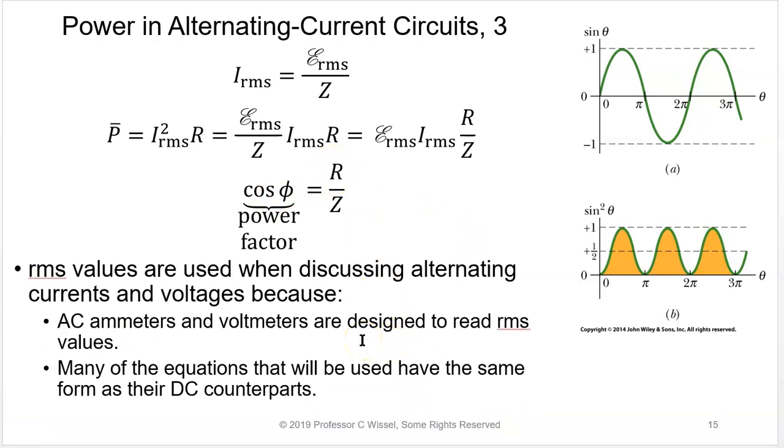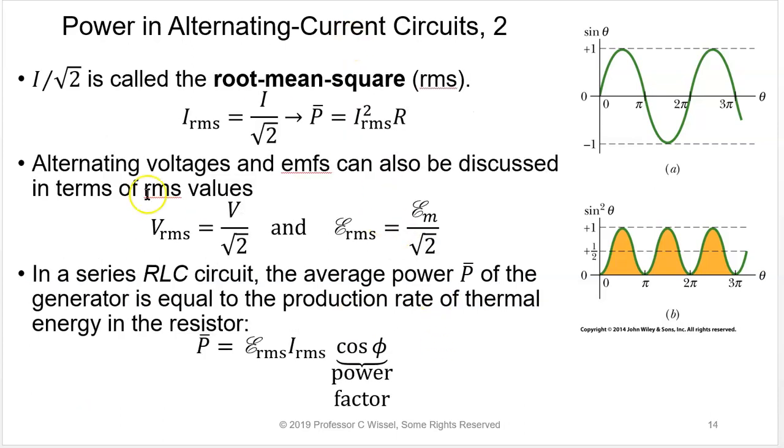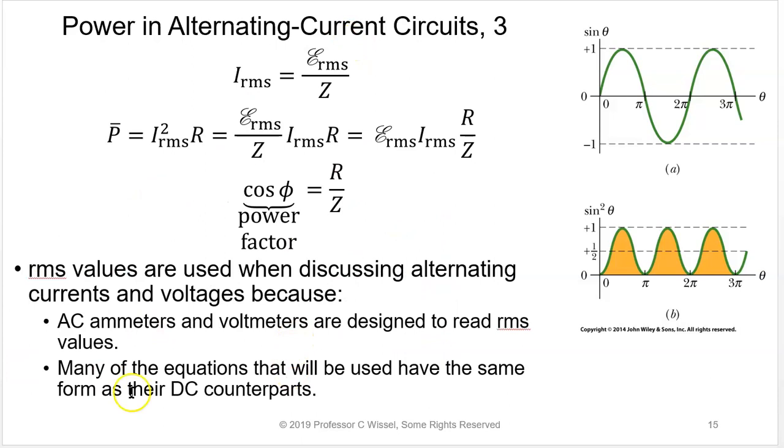Now, RMS values are used when discussing alternating currents and voltages because AC ammeters and voltmeters are designed to read RMS values, and many of the equations that will be used have the same form as their DC counterparts, so it's convenient. And whenever you take a meter reading on AC, if they tell you it's read with a meter, it's RMS, so be very careful with that. It's not going to be peak, but you have a relationship between RMS and peak. It just involves the square root of 2.